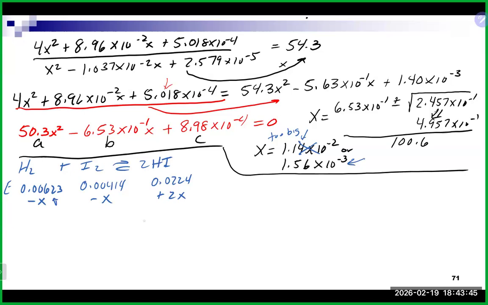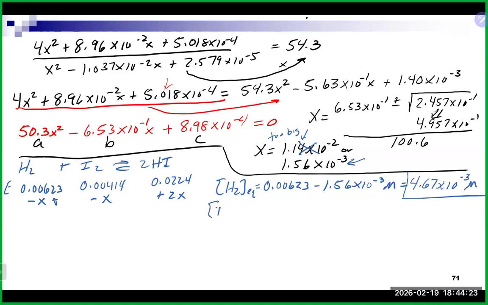That would mean that hopefully that should be our correct X value in this case. So if we pop that one in for each of them, now we could get our concentrations. So our H2 at equilibrium will be 0.00623 minus our X value of 1.56 times 10 to the minus 3 molar. And that is going to get us 0.00623 minus 1.56 times 10 to the minus 3. Looks like 4.67 times 10 to the minus 3 molar.